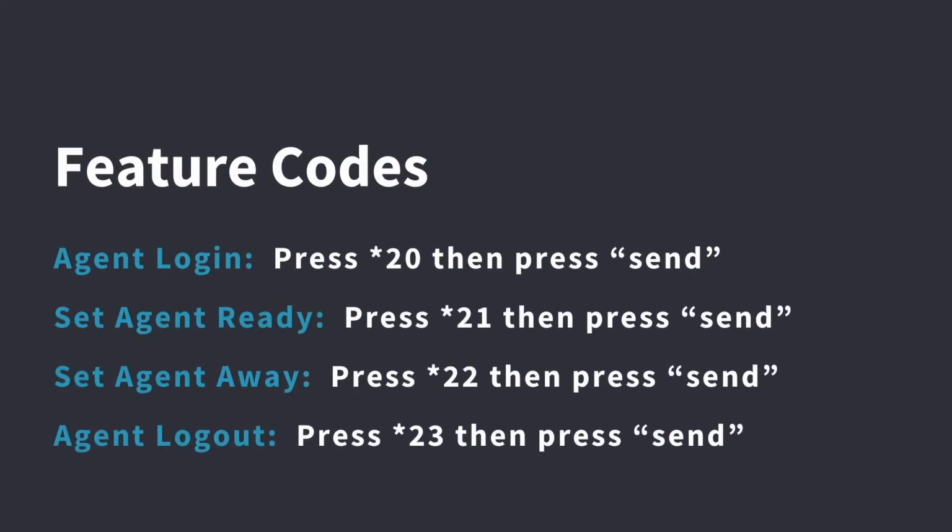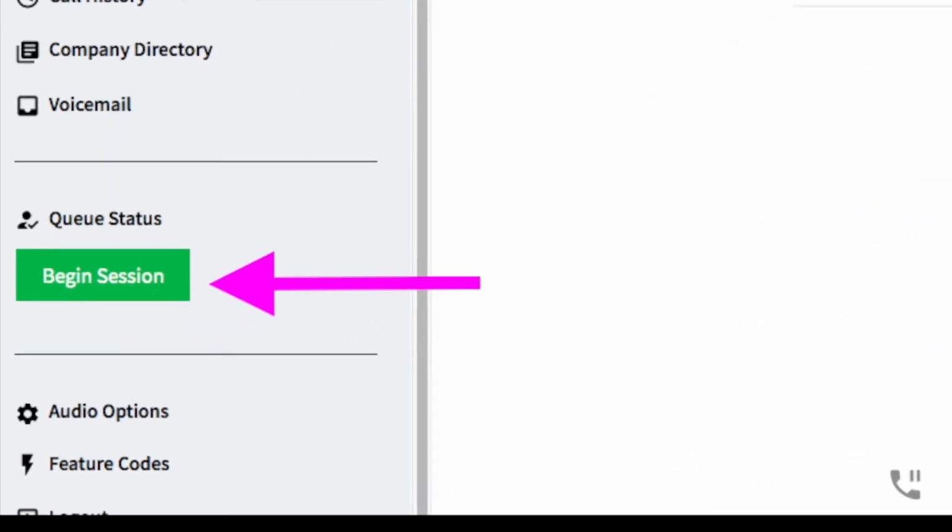Agents can also use feature codes to log in on a registered VoIP device. Here are feature codes agents can use. Agents can also use the VirtualPBX web phone for logging into the queue. You simply go to webphone.virtualpbx.net and click on Begin Session.